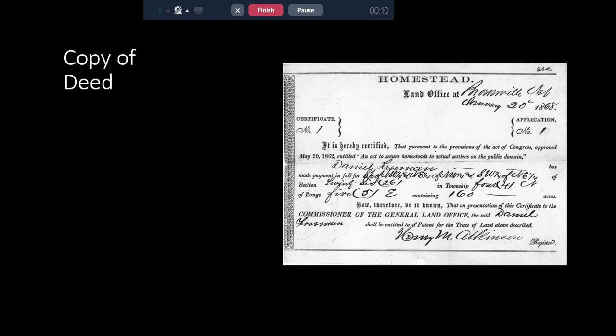My first slide is a copy of a deed, and this deed goes back to 1868, which is quite interesting. And the name of the person on it is Daniel Furman. Furman, it looks like. But I chose this because it was so old, because now it's 2018.